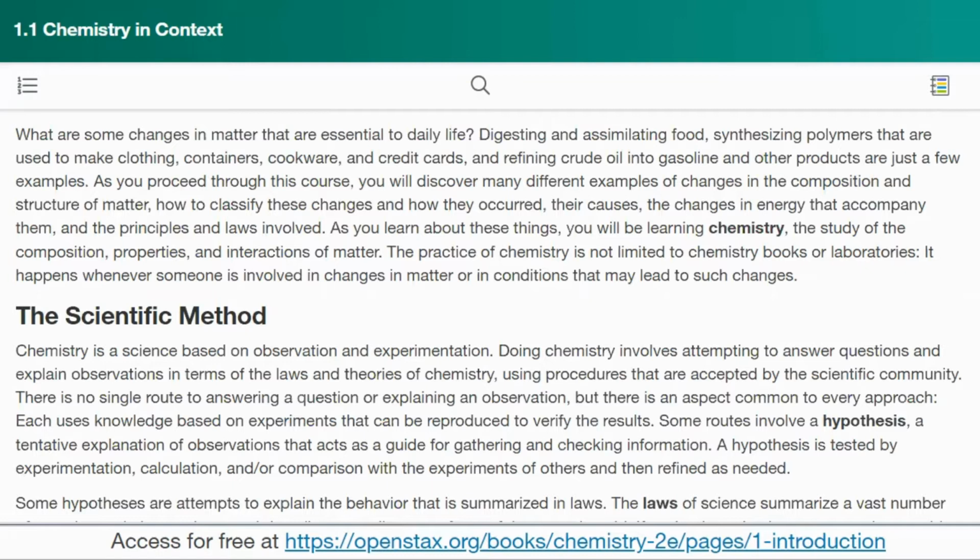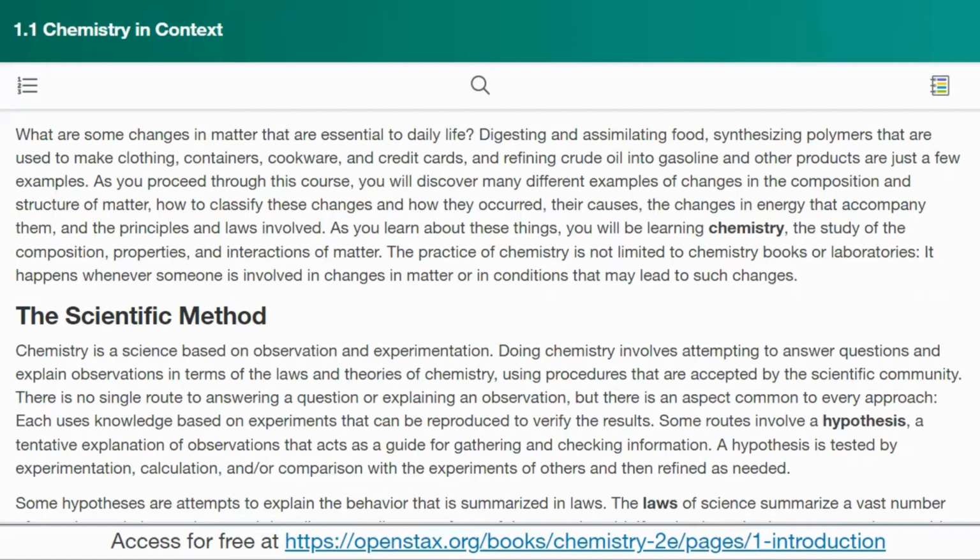As you learn about these things, you will be learning chemistry, the study of the composition, properties, and interactions of matter. The practice of chemistry is not limited to chemistry books or laboratories. It happens whenever someone is involved in changes of matter or in conditions that may lead to such changes.